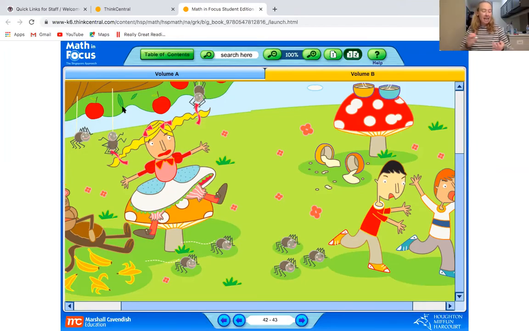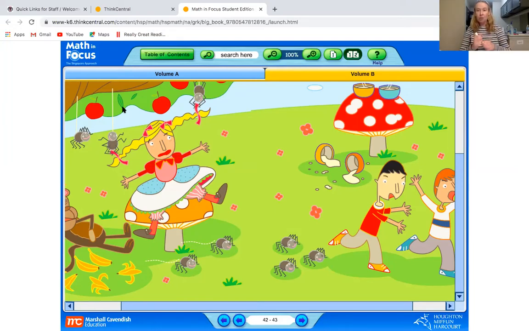So I'm going to get my tower, and I'm going to build 8 on my tower. Here is my tower of 8. Let's see if you can see it. 1, 2, 3, 4, 5, 6, 7, 8. I'm going to take 3 away. How many are left now? Can you see and count? 1, 2, 3, 4, 5. So 8 minus 3 equals 5. Can you say that with me? 8 minus 3 equals 5.